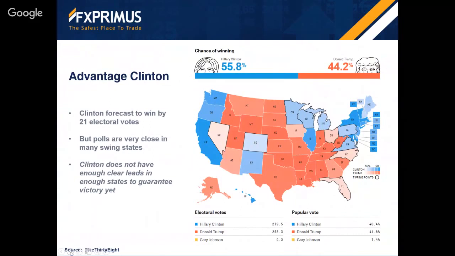There's this website called 538, the total number of electoral votes, as I mentioned. This is run by a very smart guy named Nate Silver, who has a very good record.